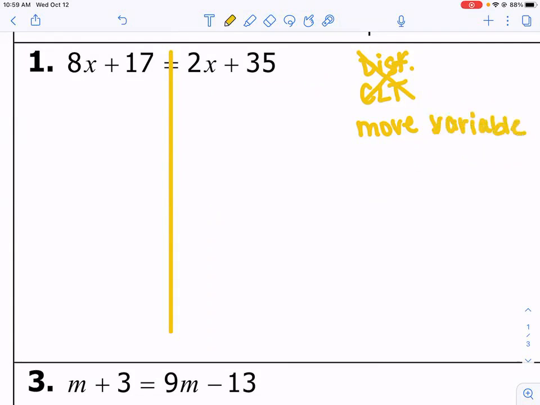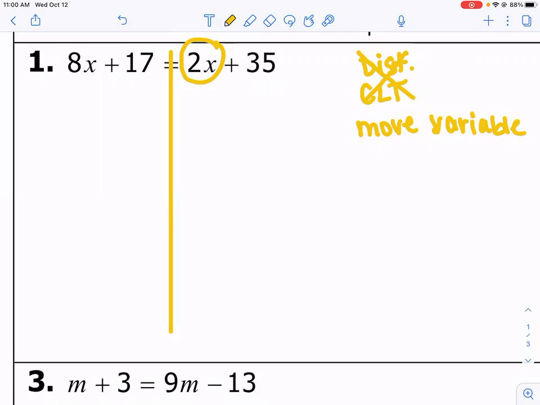Do you see how I have a 2x right here on the right side and an 8x on the left side? So I want to pick one side to where my variable is going to go to. I'm going to go ahead and pick the left side just to make some of you happy with the end result. So if I want my variables to be on the left side, then I need to take this 2x term and move it to the left side. Using inverse operations, how would I get it over there?